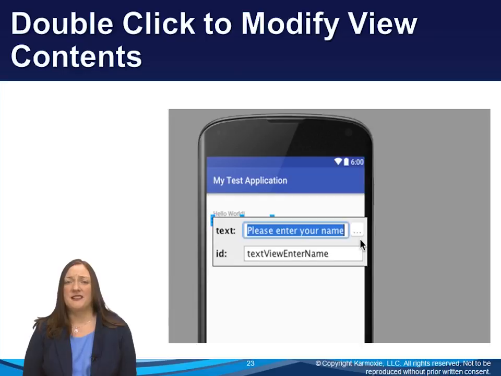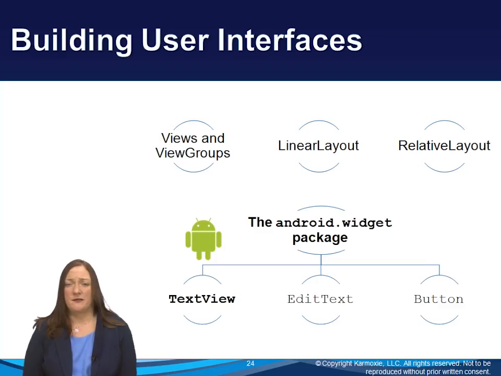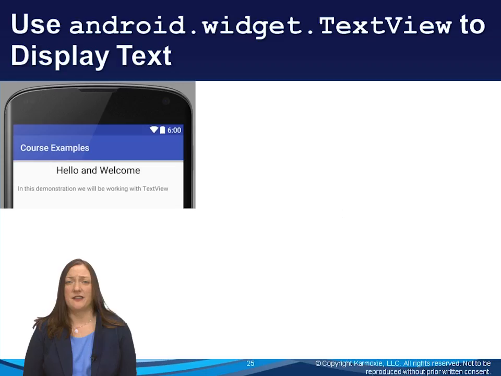When you do place something, it's going to have some default text. To change it, you can just double click it. That'll allow you to change the text and also assign the ID that you would like to use. So that's common for these three, the text view, edit text, and button. Let's take a look at some specifics.